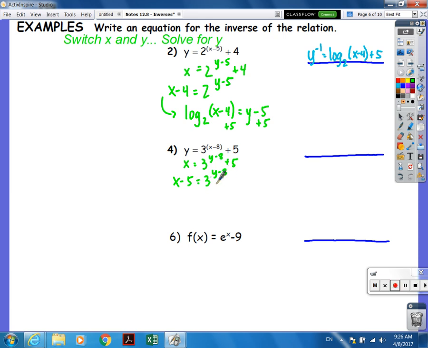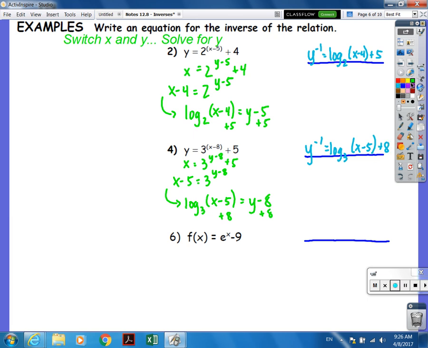Again, solving for a variable in the exponent, rewrite it using your log definition. This is log base 3 of the whole thing, (x minus 5), you need parentheses, equals y minus 8, and to get y alone, we're going to add 8 to the other side. So now in my answer blank, my inverse is this left side: log base 3 of the quantity (x minus 5) plus 8.